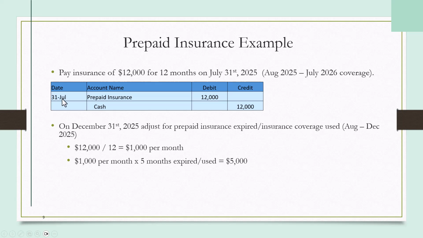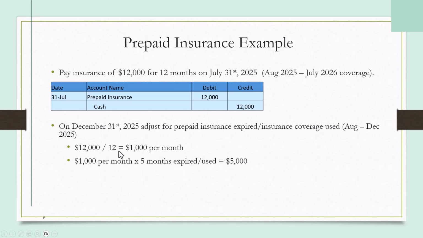You don't count July because it was at the end of July when they paid for it, and they were covering August through July of 2026. So we're not going to include July in this calculation as far as calculating how many months have expired. We're going to count August, because that's when the policy started, September, October, November, and December. So by the time they get to December 31st, 5 months have gone by, and an adjustment would need to be made for the 5 months of insurance coverage that has been used up or expired.